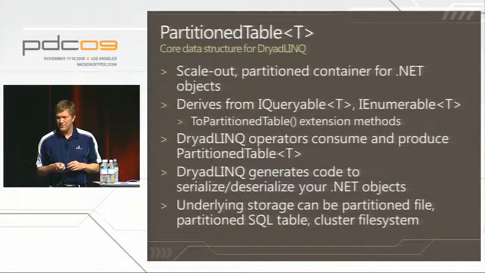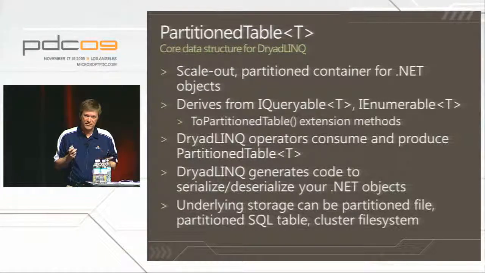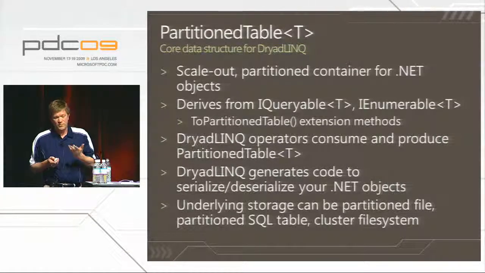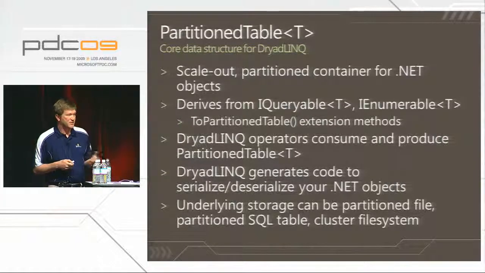So you have some knobs you can turn there on the serialization stuff. But the underlying storage of the partition table T isn't necessarily specified. It could be anything. It could be what we have in the release that you can download today, which is what we call a partition file, which is just a set of files across the cluster. It could be a partition SQL table.